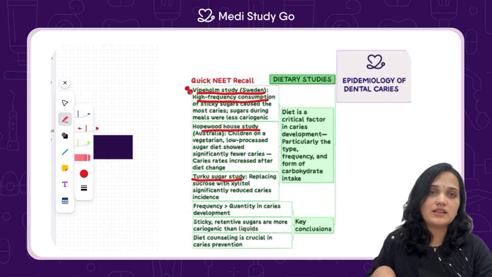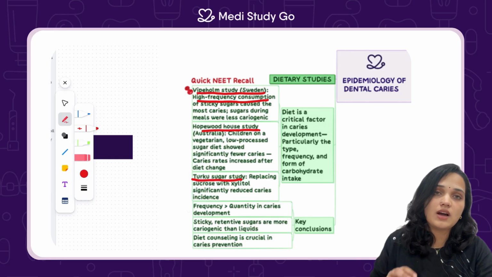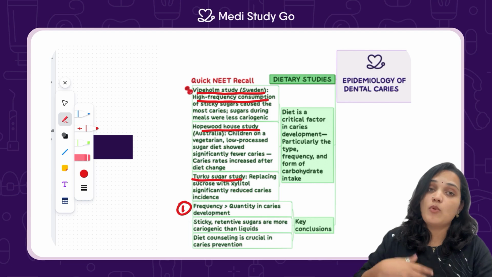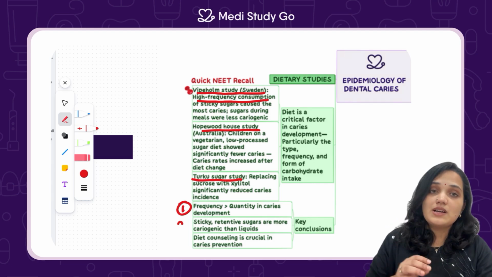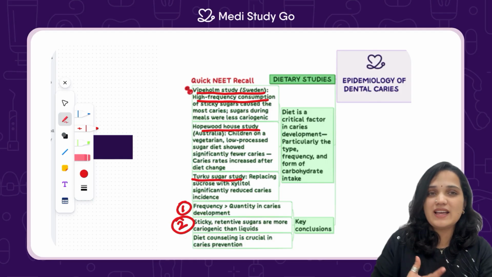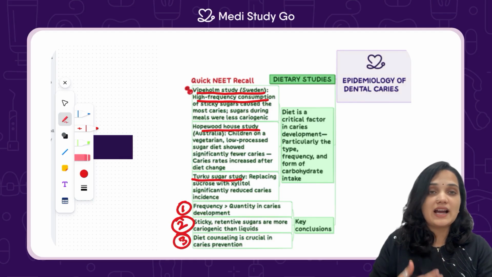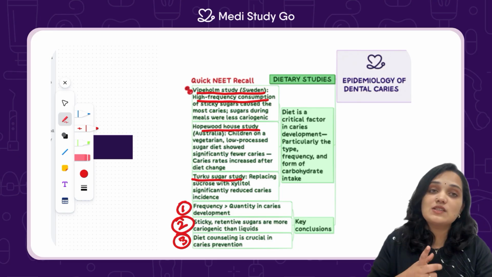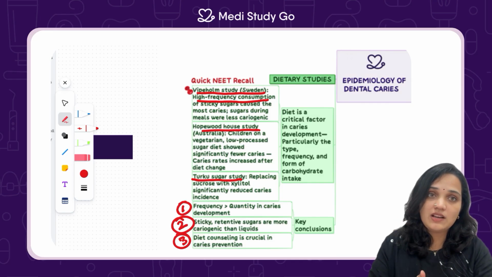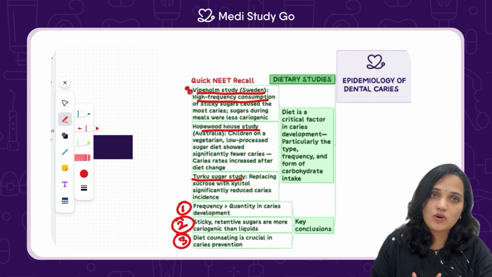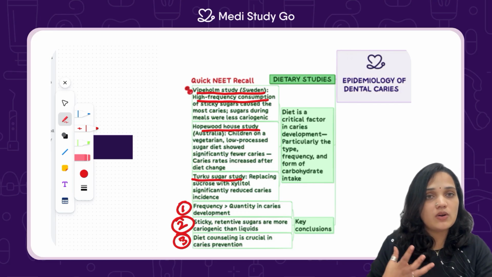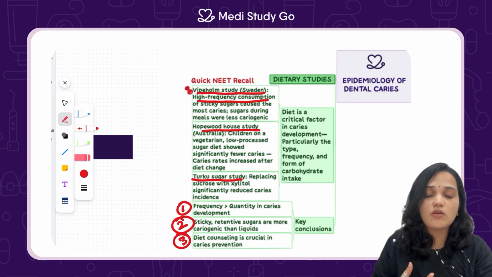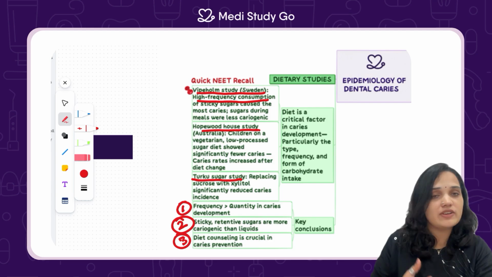Now, from all these studies, what we can conclude are three very important points. One, frequency of sugar intake is more important than its quantity. Two, sticky sugars are more cariogenic than liquid sugars. And three, dietary counseling plays a very critical role in caries prevention. This is what we spoke about in the nutrition topic as well. It is not an option for us dentists to give dietary counseling to our patients. It is necessary, so the knowledge we need to have is also necessary.